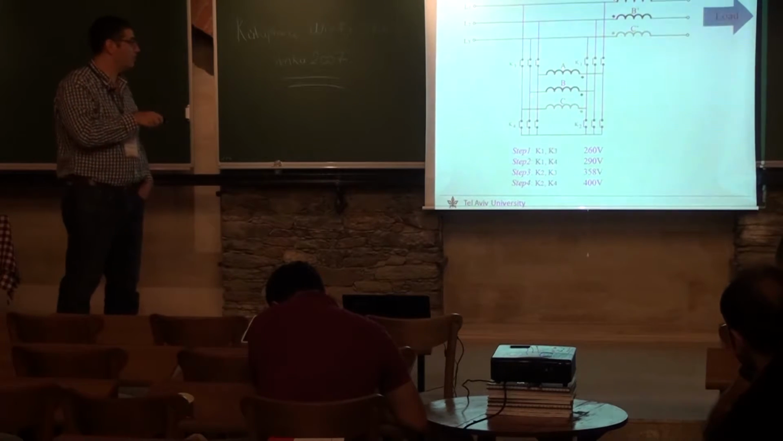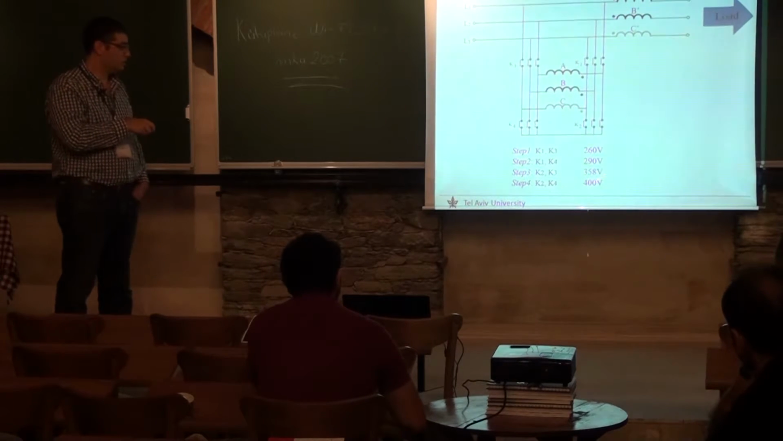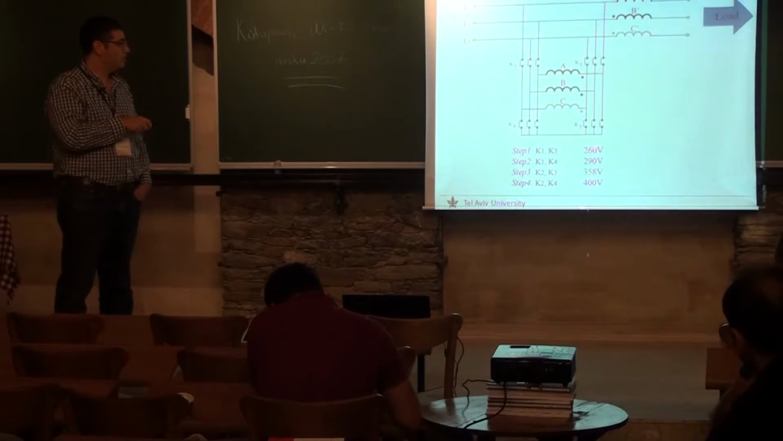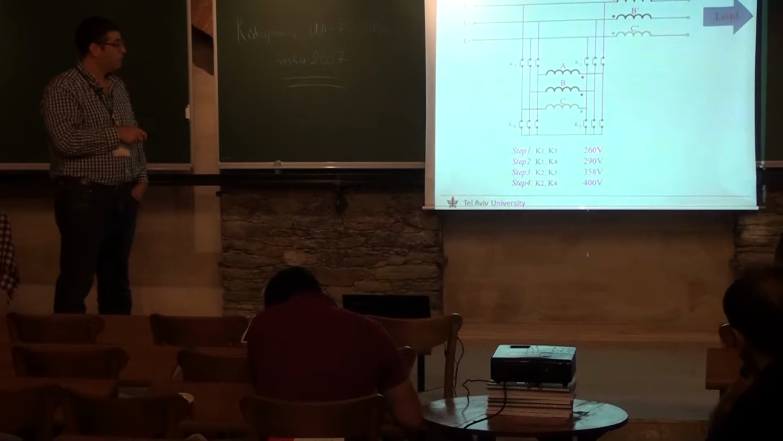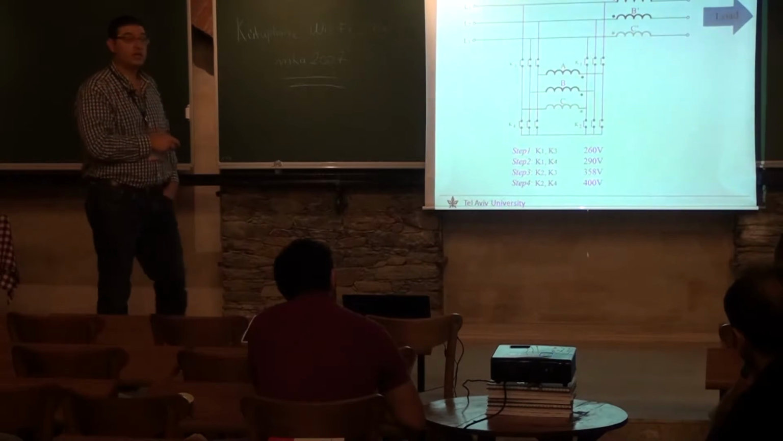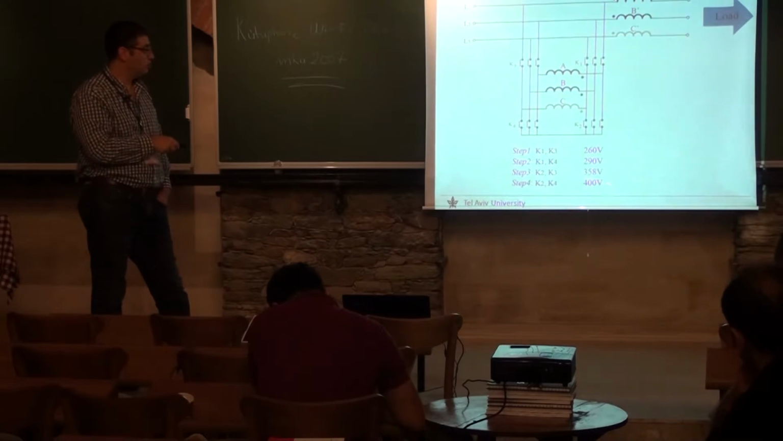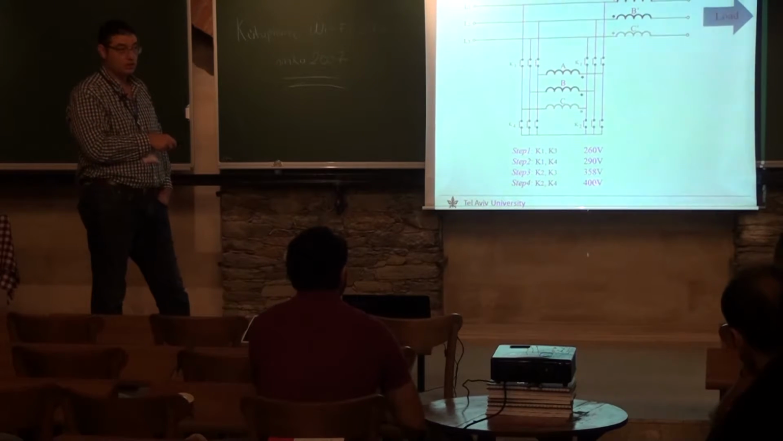So in this case, what they wanted is these voltages, and we could do this. These are line voltages here at the load side: 260, 290, 360, and 400 volts, which is the situation where there is no voltage reduction.